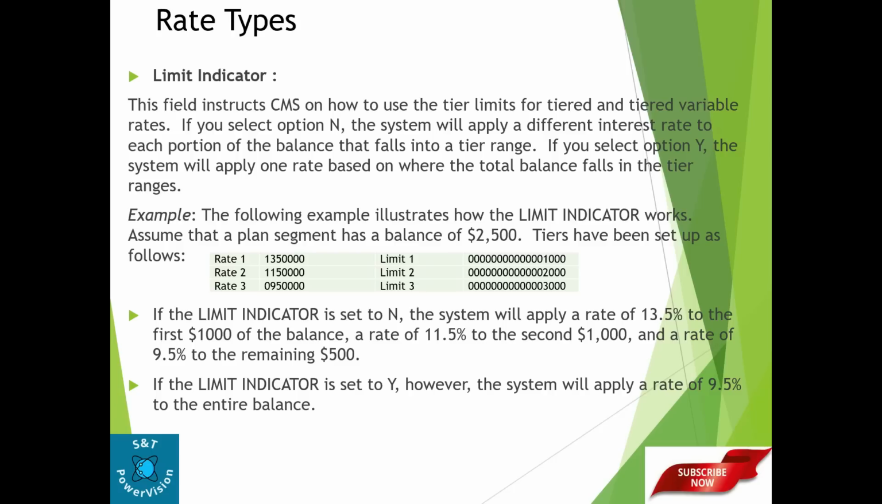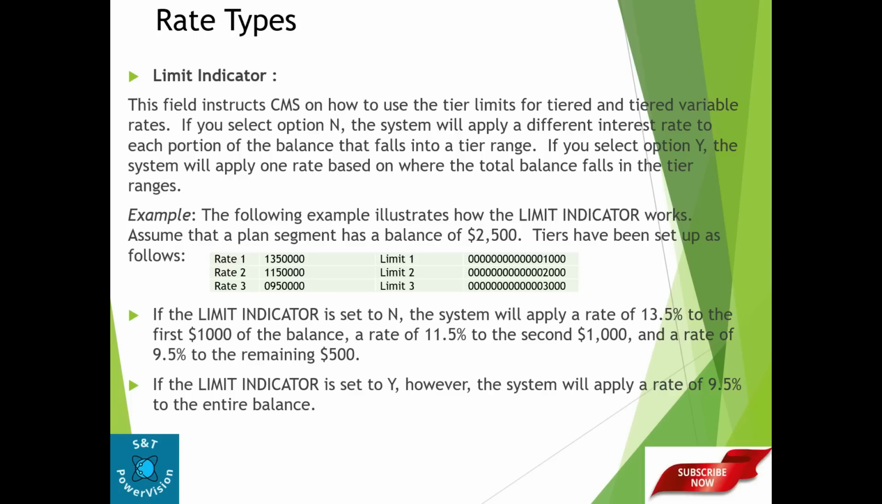Here is the limit indicator. This field instructs CMS on how to use the tier limit for tiered and tiered variable rates. If you select option N, the system will apply a different interest rate to each portion of the balance that falls into a tiered range. If you select option Y, the system will apply one rate based on where the total balance falls in the tier range.